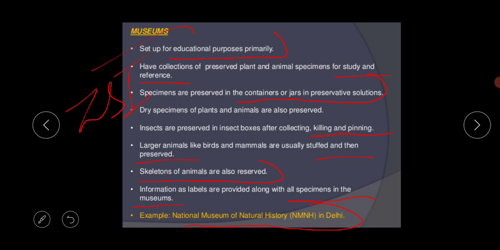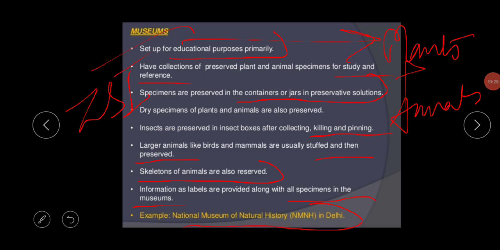So what is the role of the museum? The roles are similar to those of the herbaria. The first one is that museums are standard collections of plants and animals of various areas, and museums are also the place for both plants and animals. Okay.